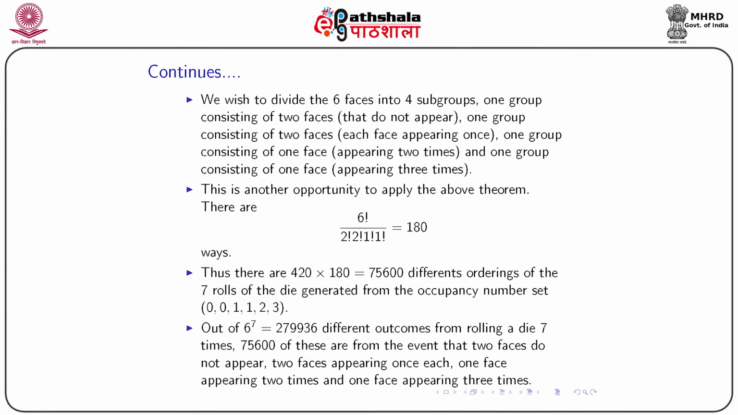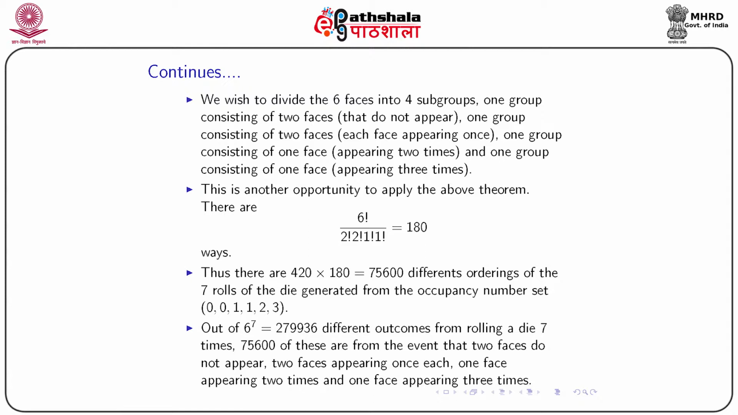So we wish to divide the 6 faces into 4 subgroups. One group consists of 2 faces that do not appear, one group consists of 2 faces each appearing once, one group consists of one face appearing 2 times, and one group consists of one face appearing 3 times. This is another opportunity to apply the above theorem, and if we apply it, we have 6 factorial over 2 factorial into 2 factorial into 1 factorial into 1 factorial, that means 180 ways.